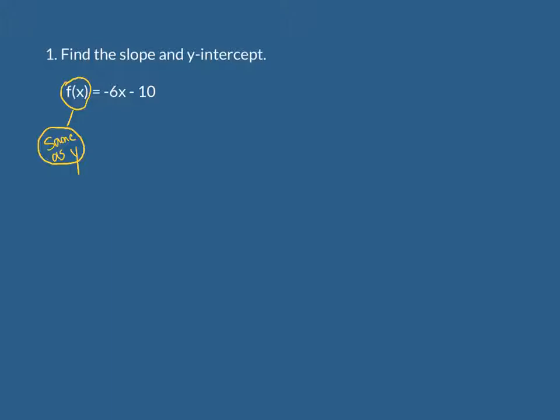You'll want to get the y or the f of x by itself, which is already done here, but I do want to write that. Get y or f of x by itself. Sometimes you'll need to do some maneuvering to get the y or f of x all by itself. But once you've done that, then we can tell both of these things. We can just look at it and tell the slope and also the y-intercept.